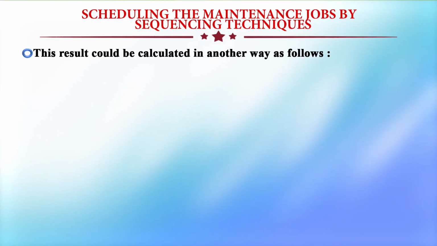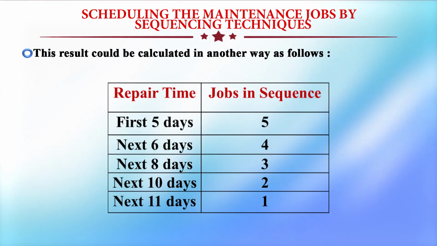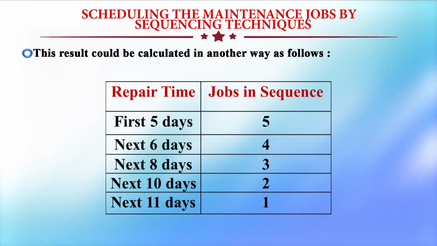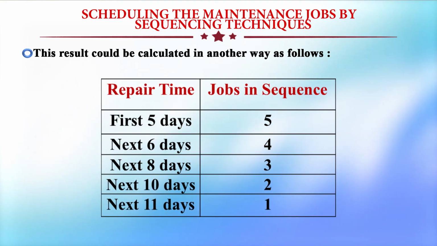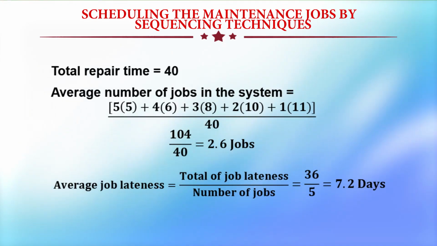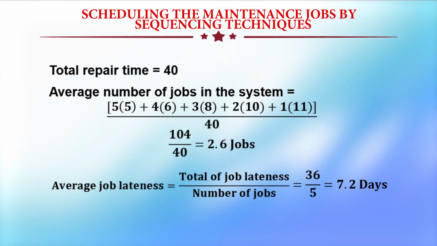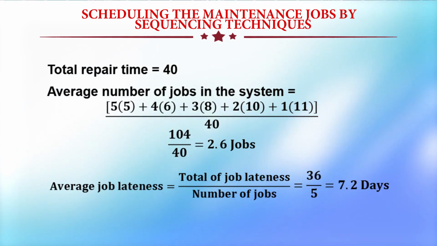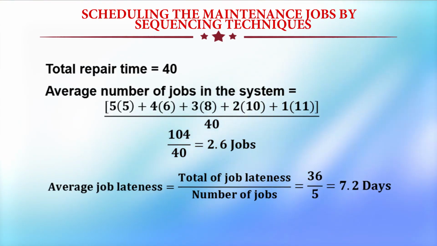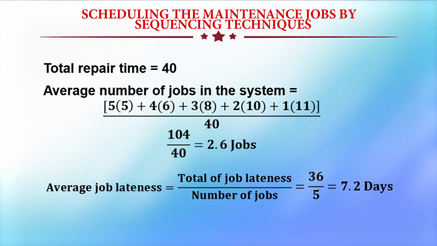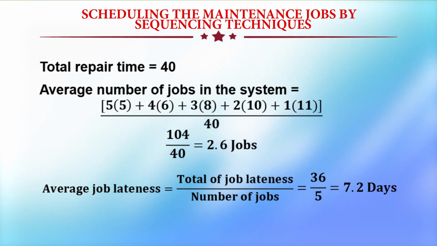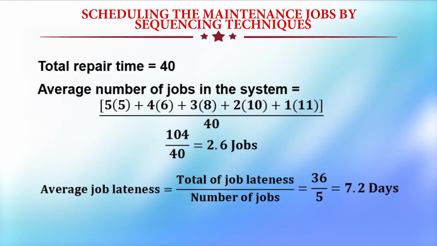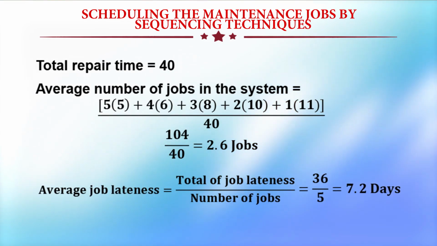Then these results could be calculated in another way also. In the first 5 days, 5 jobs are in the sequence, in the next 6 days 4 jobs are in the sequence, like that we have to arrange. Then we find the total repair time, that is 40, and the average number of jobs in the system is 104 by 40, that is equal to 2.6 jobs in the system. The average job lateness is equal to total job lateness by the number of jobs, that is 36 by 5, that is equal to 7.2 days.